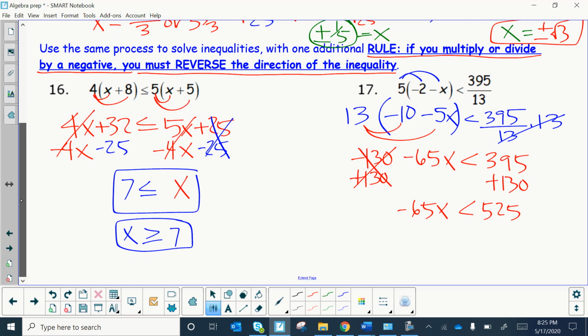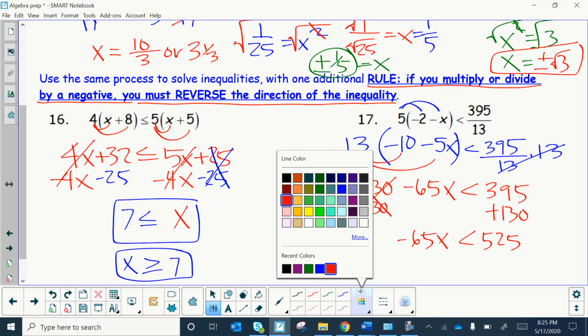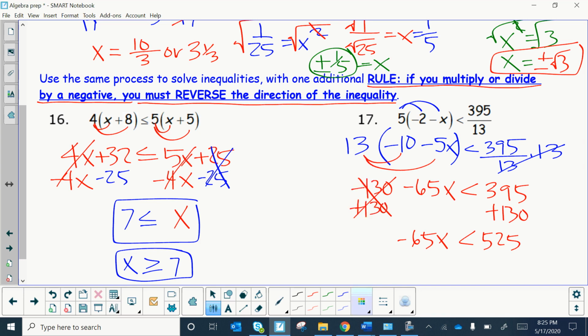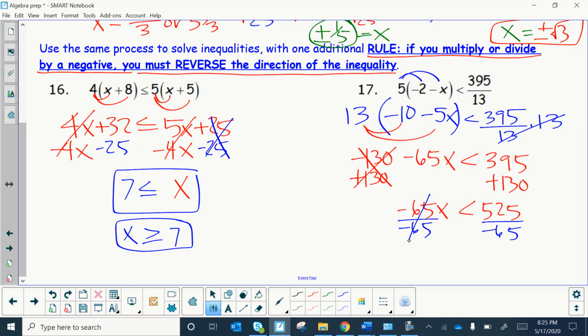Okay, last step, I'm going to divide by negative 65. So here's the key that you need to remember for the rule. If I'm dividing by a negative number, I'm going to have to switch that sign. Okay, so this cancels out, so I'm going to get x. Now this was less than, you need to flip it the other way, change it to greater than. So does 65 go into that evenly? No, it doesn't. It does reduce.